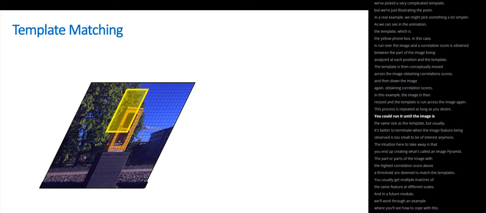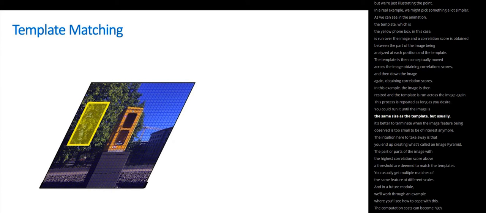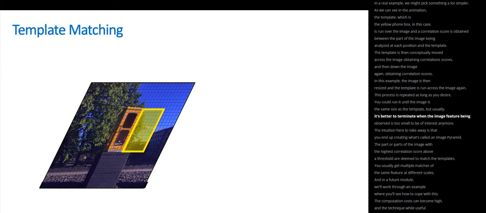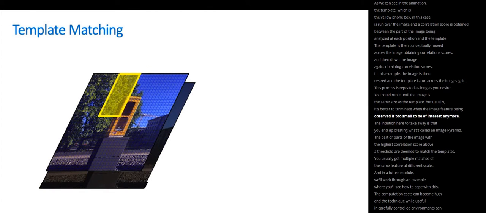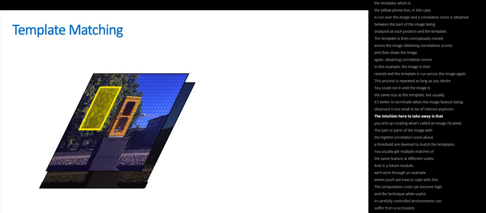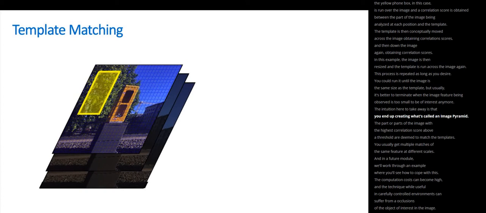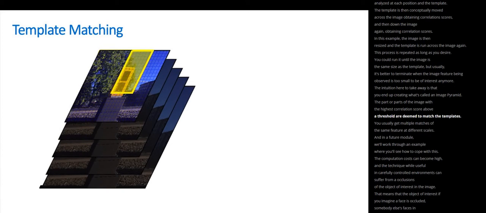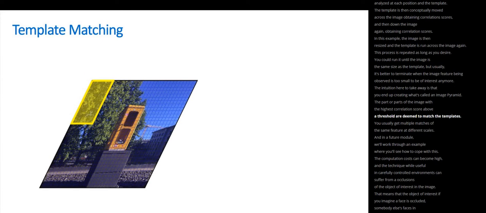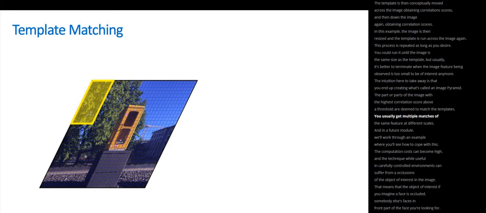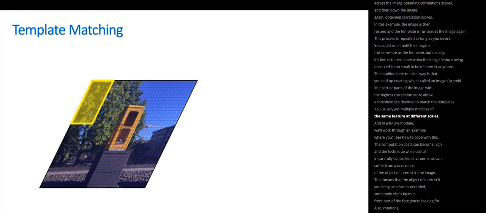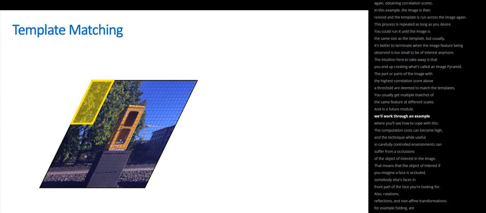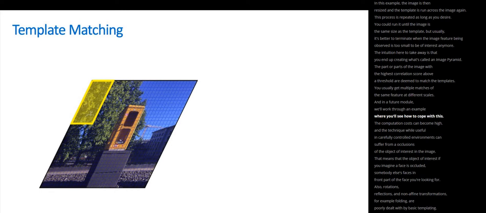You can run it until the image is the same size as the template, but usually it's better to terminate when the image feature being observed is too small to be of interest anymore. So the intuition here to take away is that you end up creating what's called an image pyramid. The part or parts of the image with the highest correlation score above a threshold are deemed to match the template. You usually get multiple matches of the same feature at different scales, and in a future module we'll work through an example where you'll see how to cope with this.